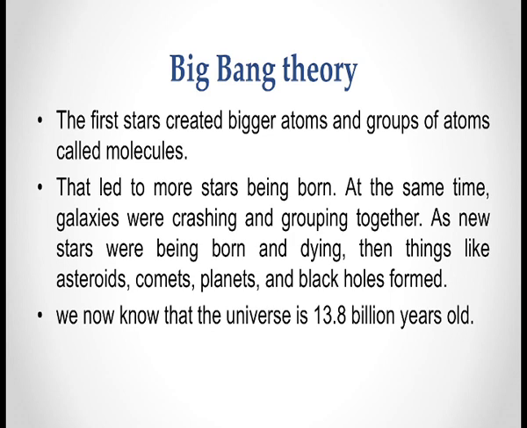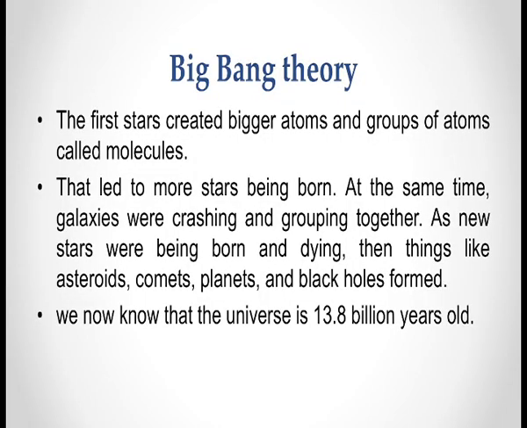The first stars created bigger atoms and groups of atoms called molecules. That led to more stars being born. We know stars undergo different stages in their life: protostar, main sequence star, red giant, white dwarf, like that. All those stages might have been created by this expansion of the universe. At the same time, galaxies were crashing and grouping together as new stars were being born and dying. Then things like asteroids, comets, planets and black holes formed. In that way, our universe formed some 13.8 billion years ago. This is how the Big Bang theory proposes the formation of the universe.